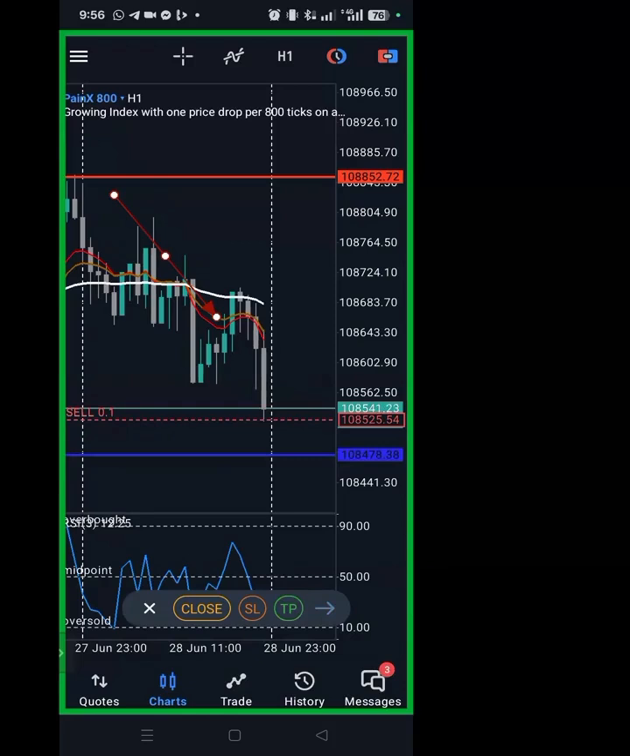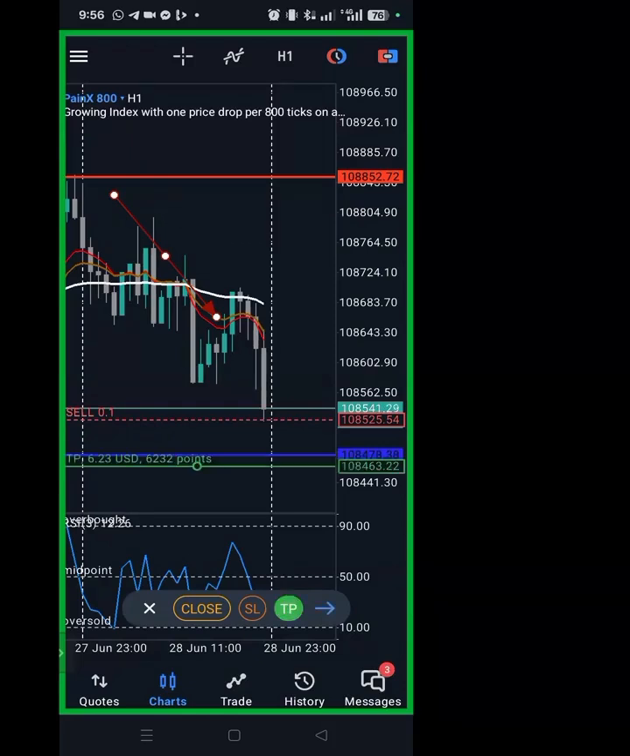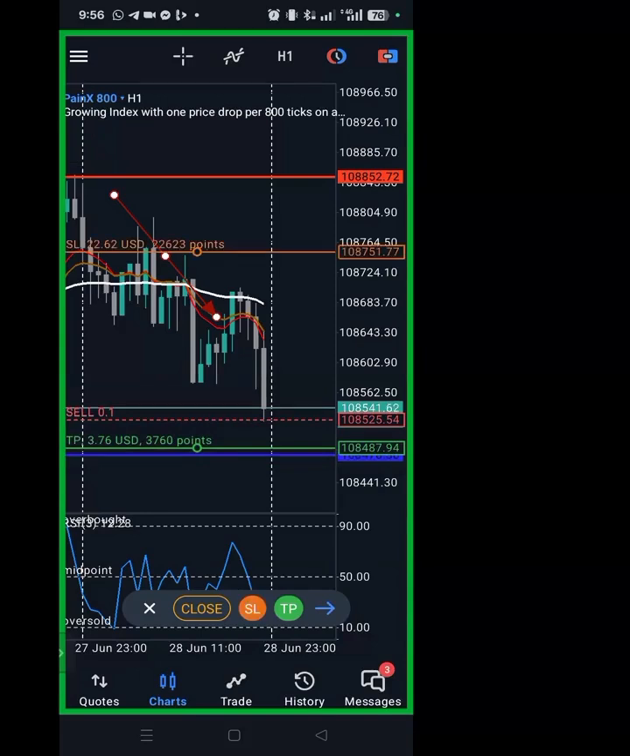Sorry, take profit at this. I can choose to make $6 because I am sure it's going to break the support. But if you want to be conservative, just put it above, right? $3.776. And then I put my stop loss above. Now I can choose, let me put my stop loss at $10.